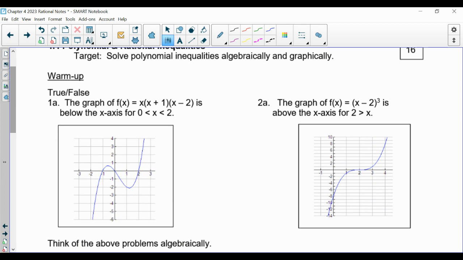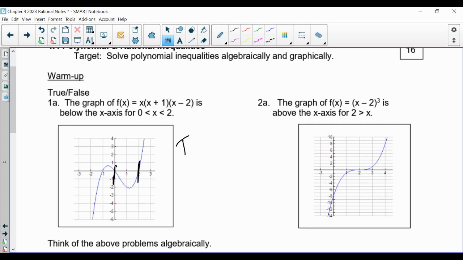Okay, so hopefully you paused the video and did the question. So here it says the graph of the function is below the x-axis for 0 is less than x is less than 2. So here is 0 to 2 in the x direction. Is it below? Yes. Now, it's not the only spot that's below, but the question itself is just, is it below? The answer is true then.